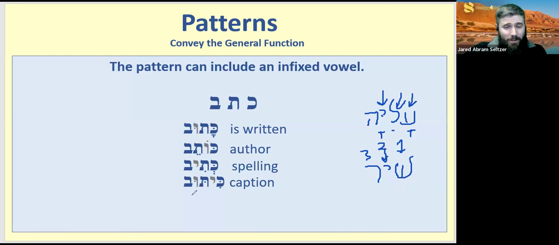And again, I'm just showing you all of these words that are related to the single root kaf tav bet, which has to do with writing. Katuv, it is written. Kotev is someone who is writing, that is an author. Ktiv is a spelling. Ktuv is a caption, something that's written at the bottom of your movie. Ktuviot are subtitles. There are tons of words that come from this root.